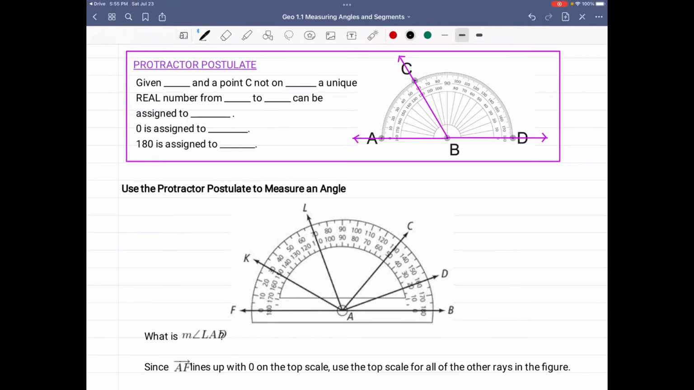Here is another postulate, the protractor postulate. Given ray AB, and we'll put a little ray on top, and a point C not on that ray AB, a unique real number from 0 to 180 degrees can be assigned to ray BC.